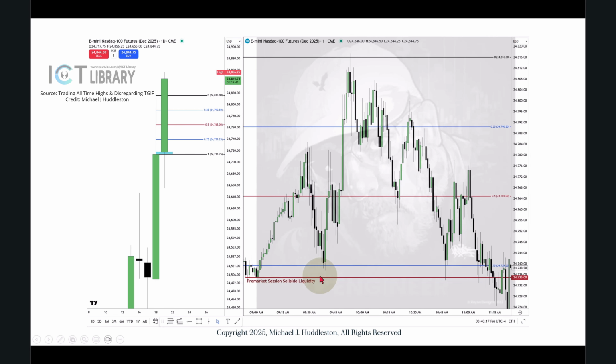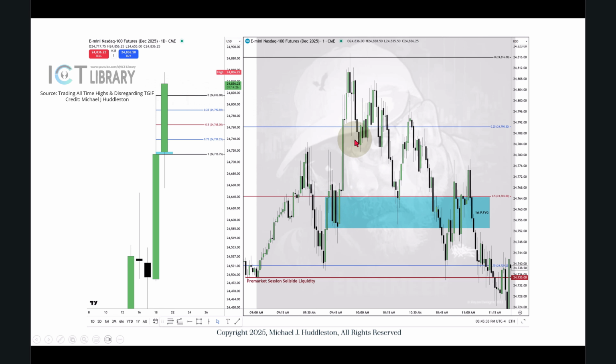24,735 I thought was suspect. The reason why is obviously it's pre-session sell-side liquidity. This gap in here is the first presented fair value gap. We rally up and draw right back down into it again. So it created it here. Failure to launch, it didn't take out that high. It trades back down in, the bodies stay inside of the first presented fair value gap, and rallies, hitting the high over here.